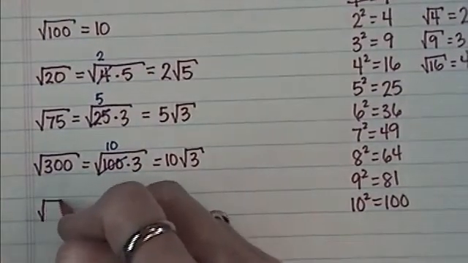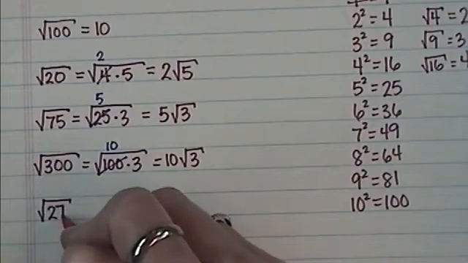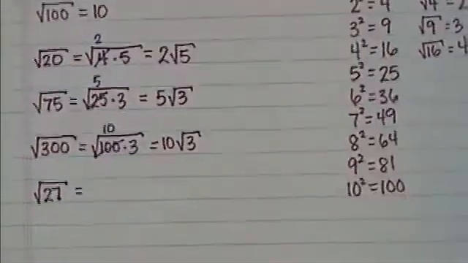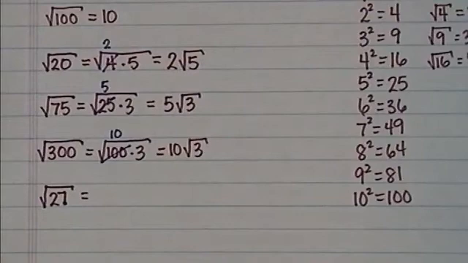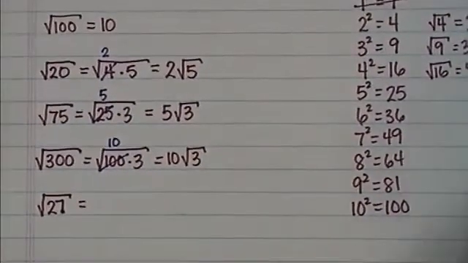Let's do the square root of 27. All right, now, if you feel like you've gotten pretty good at this, pause the video, do this one on your own, and then start it back up again and check and see how you did. I think you can do this. All right, here we go.